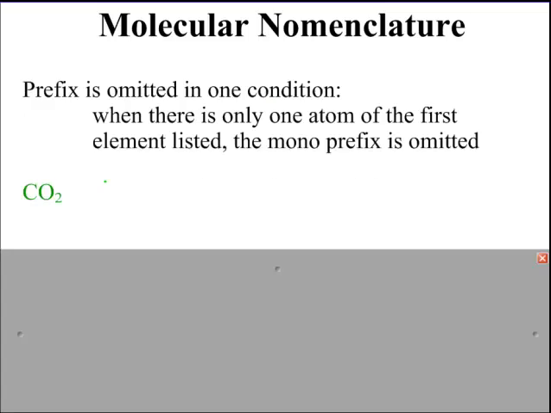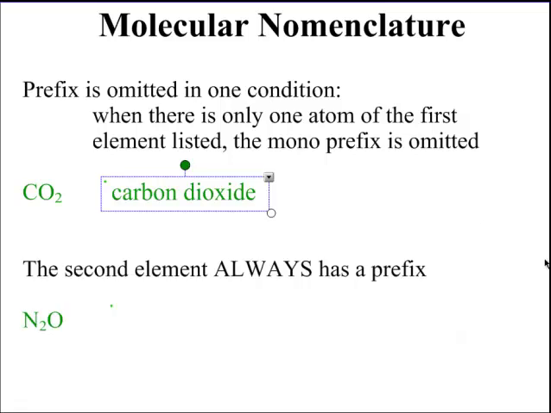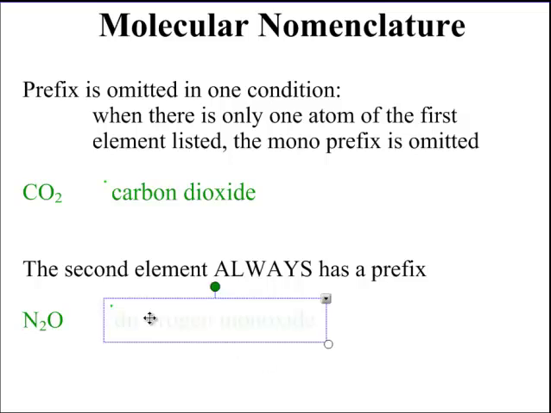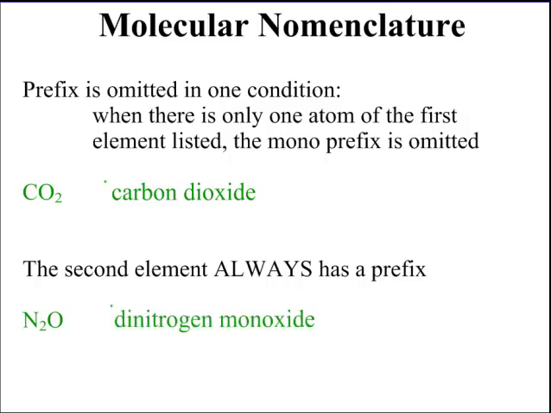Remember that the prefix is omitted in one condition. When there's only one atom of the first element that's listed, the mono prefix is left off. So CO2 does not start with the mono prefix, it is just carbon dioxide. The second element, on the other hand, must always have a prefix, including when it's the mono prefix. So N2O, for the second element, there's only one of them, you do use the mono prefix. This is dinitrogen monoxide.